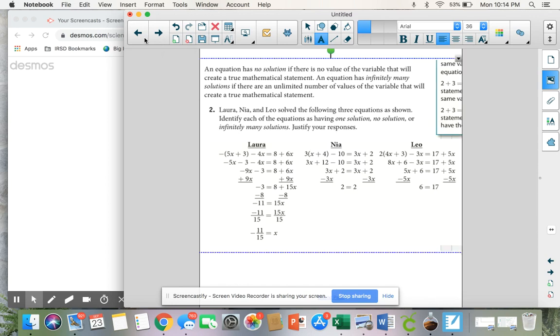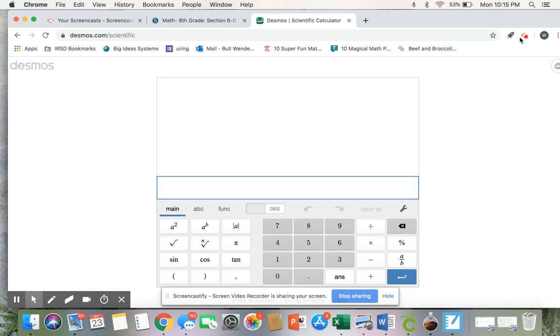So now I want you to go ahead and read this, and I want you to complete number 2. So based on their work, which of these would have one solution, which would have no solution, and which would have infinitely many solutions? And how do you know? So go ahead, read this, and then try to match Laura, Nia, and Leo to which one is which. Then I want you to push play and check your answers. So right now you're pausing and doing the work, and then you'll push play and check the answers.